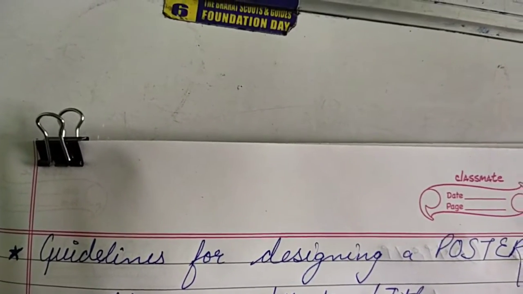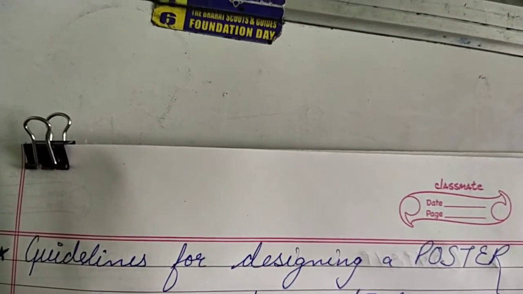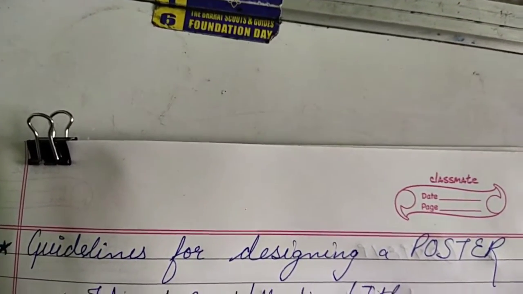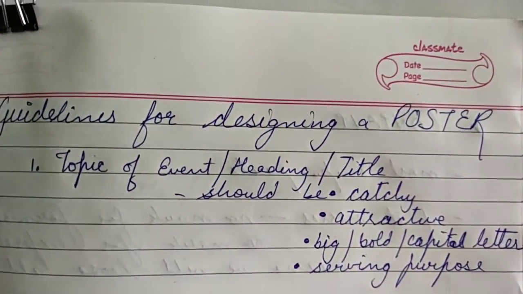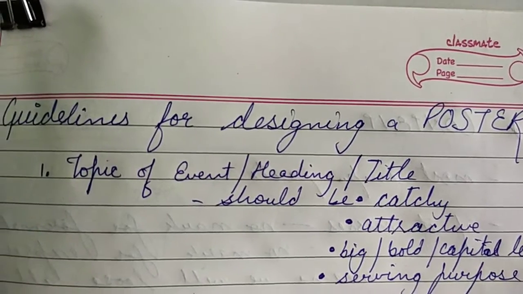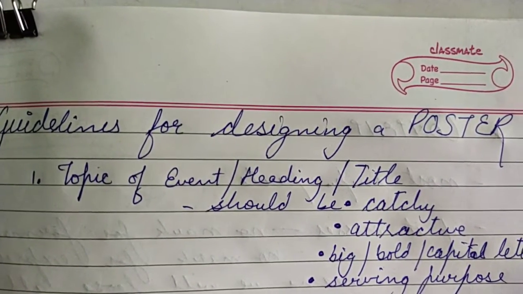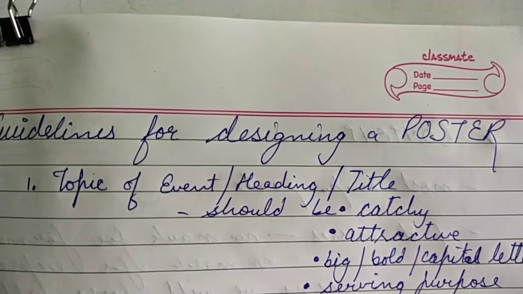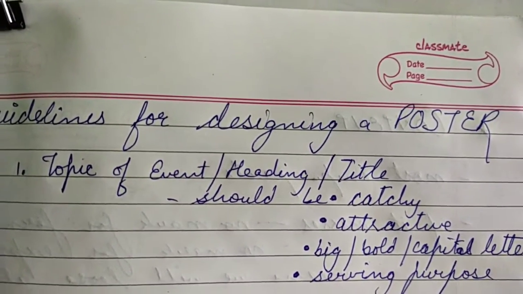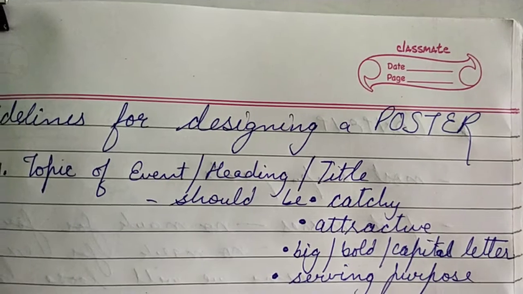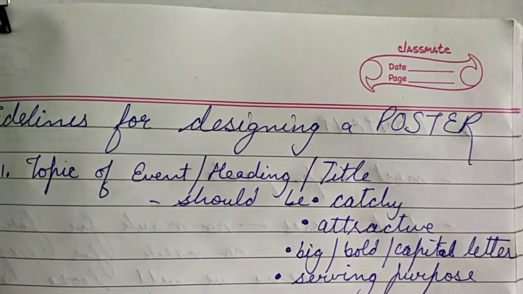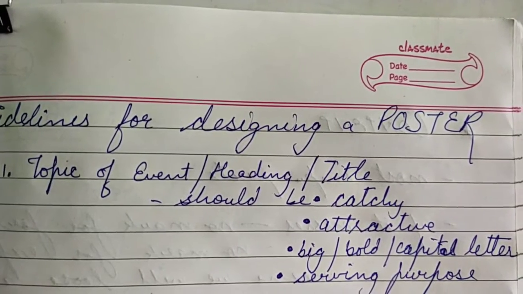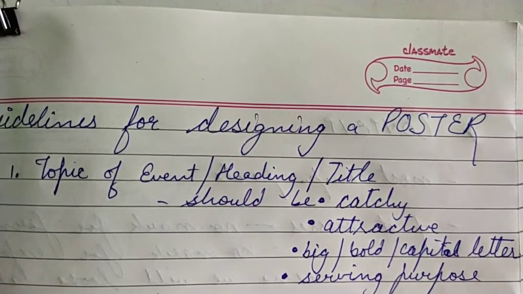Now, what are the different guidelines given by CBSE for the designing of the poster? Let us take them one by one. The first one is the topic of the event, or we can say heading or title. How should it be? It should be catchy, it should be attractive, it should be written in big, bold, and capital letters, and most important, it should serve the purpose.